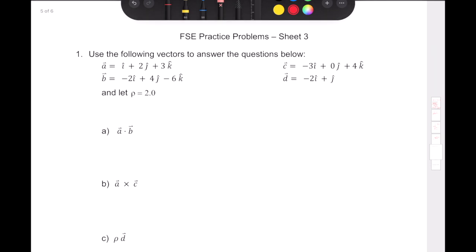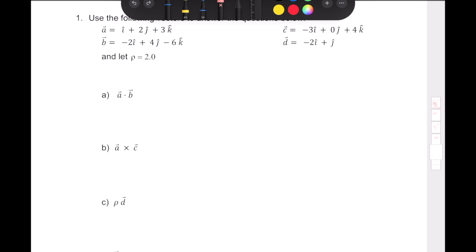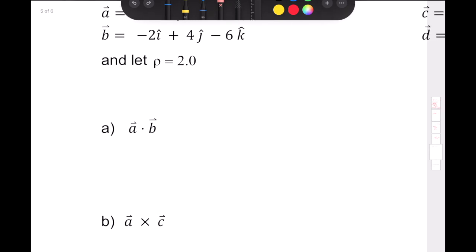Oh, yes. Okay. Dot and cross products. Use the following vectors to answer the questions below. And they give us several vectors, and they give us a constant rho. We'll get to that in a little bit. Okay, how do I do a dot product? Well, first thing I want to tell you is let's look at A and use it as a case study. Problem A, I mean.